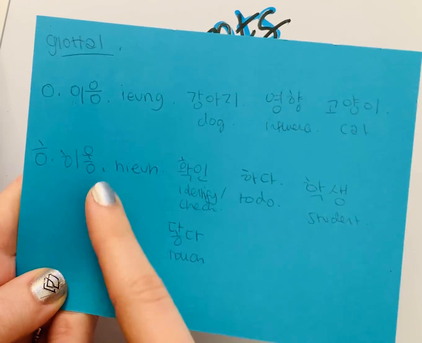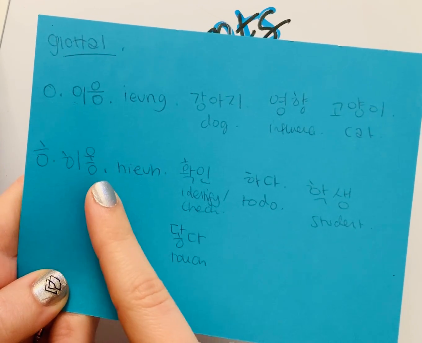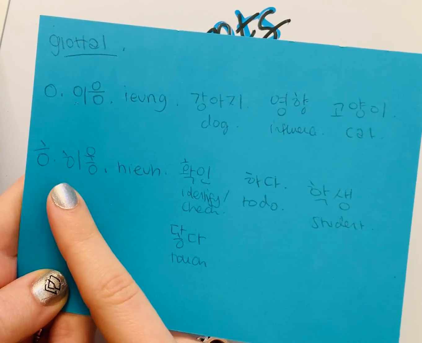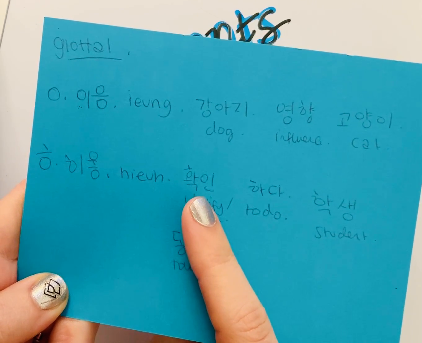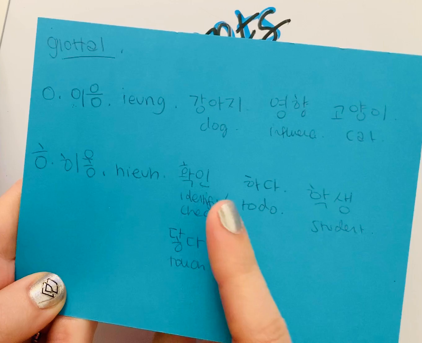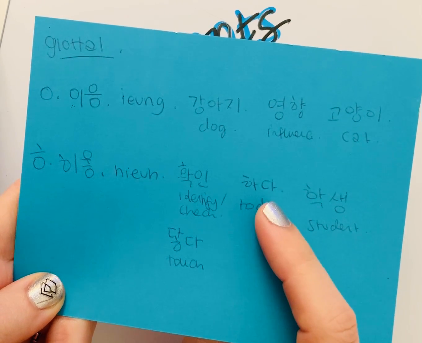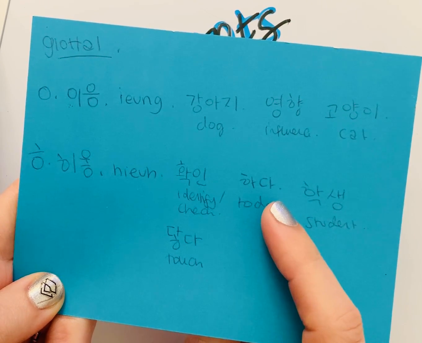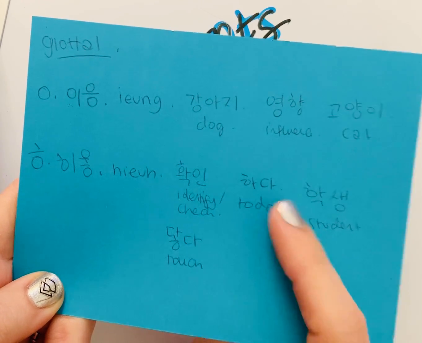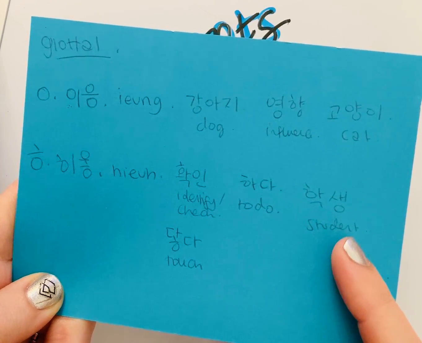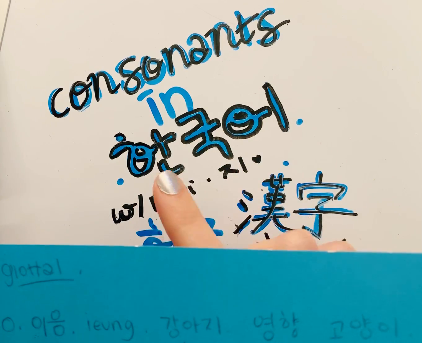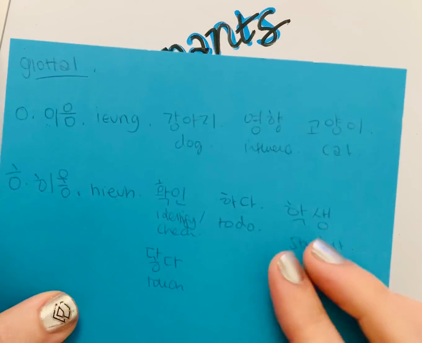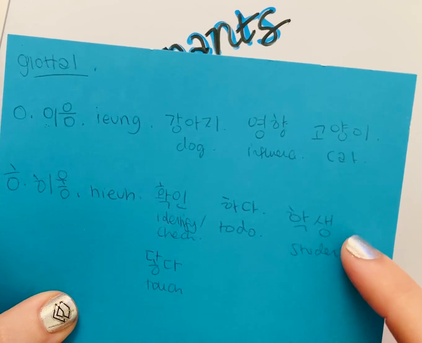Finally, we have an H sound. So we call it 히읗. We use it in words like to identify or check, 확인. To do, 하다. Where it's like 학생, meaning student. So you, technically, are a 한국어, Korean language student, 학생.